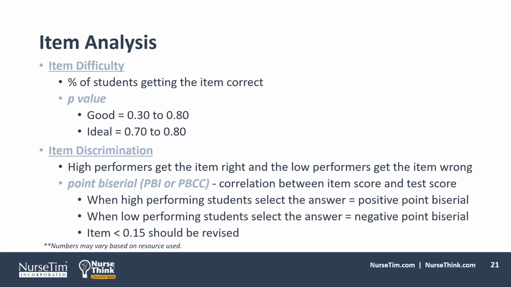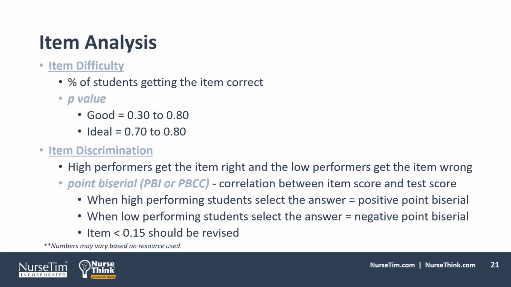When we look at item discrimination, we have to look at our point biserial. You'll see it referenced as a PBI or a PBCC, minor variations in what those terms mean, but you can look at it for the same component, and that's your item discrimination. Your point biserial has to do with whether your high-performing students are getting the item right or wrong versus your low-performing students getting the item right or wrong. This is a better way to identify and discriminate between a good and a bad test item.